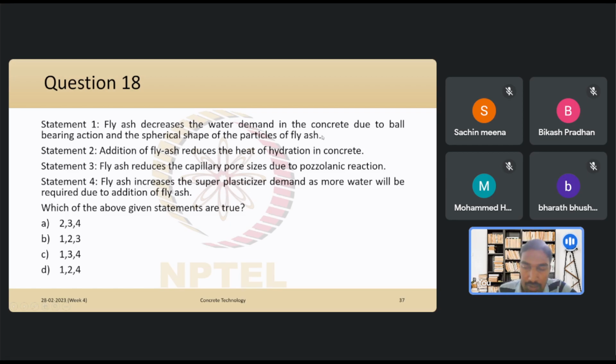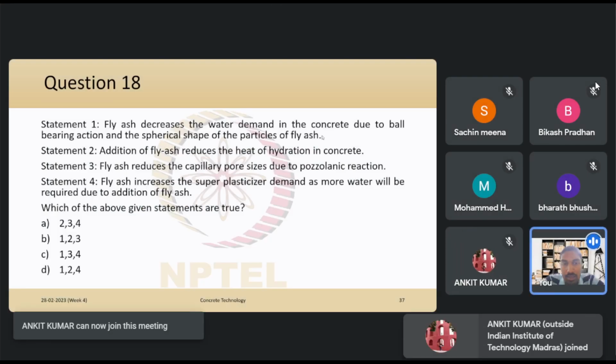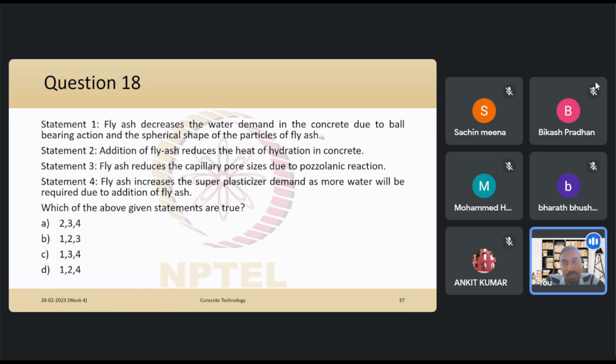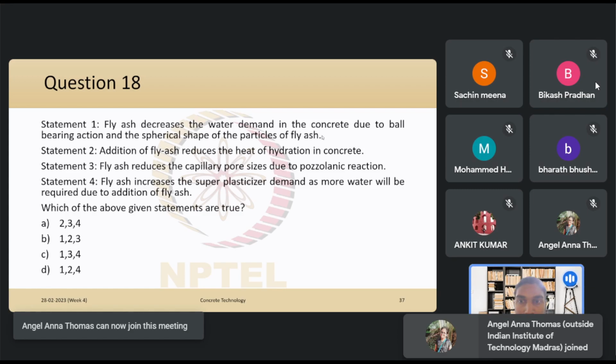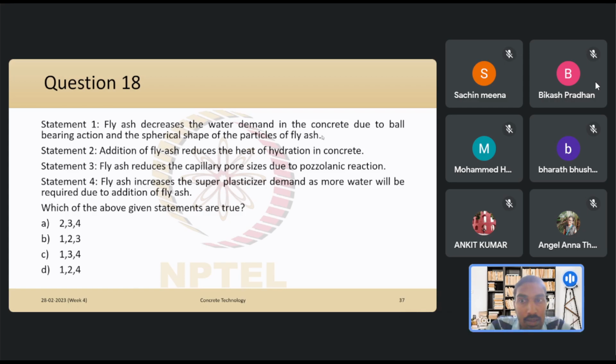But we said that silica fume actually increases the water demand. It also had spherical shape, right? Similarly, fly ash is also having a spherical shape, but we are saying that it decreases the water demand. So why is that? Because the particle sizes are different, right? In silica fume we have much finer particles, whereas fly ash has coarser particles relatively. So even though the shape is same, because the sizes are different, the water demand is also different for fly ash and silica fume.